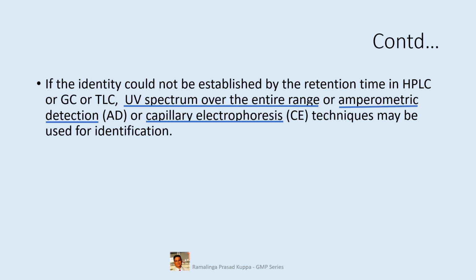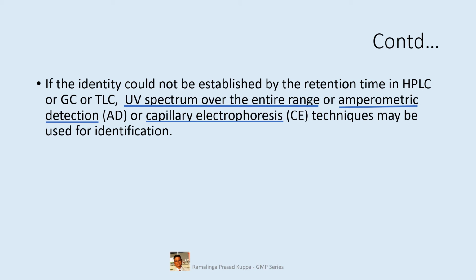If the identification could not be established by HPLC, GC or TLC, a UV scan in the 200 to 400 nanometer range will give good detail on the structure of the compound. In UV visible spectroscopy, light is passed through a sample and the transmittance of light by the sample is measured. From this transmittance, the absorbance is calculated. The formula for absorbance is minus log of transmittance.